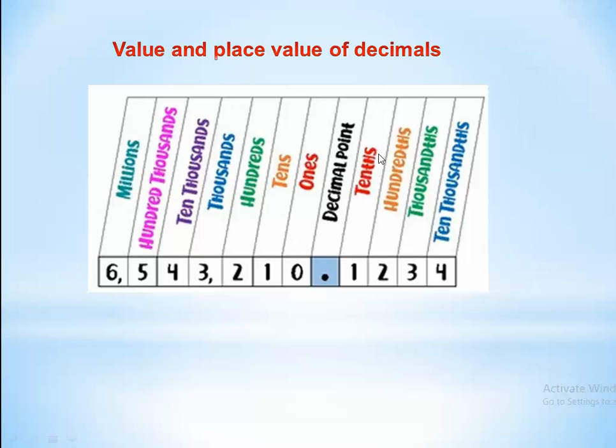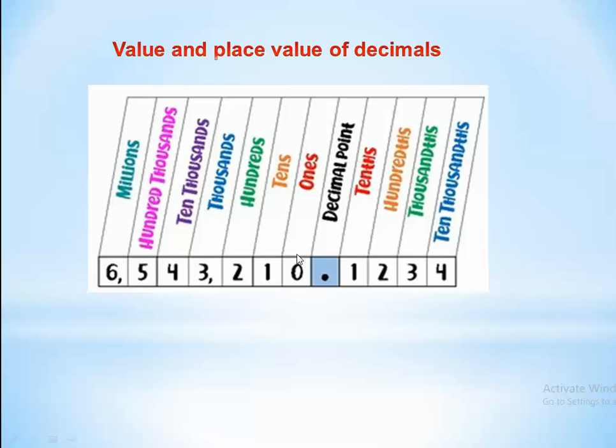It has th at the end of the word, so it will be tenth. 2 is hundredth, thousandth, 10,000th. Okay, so this is the place value. So the numbers after the decimal point: tenth, hundredth, thousandth, 10,000th, all of them take th at the end.